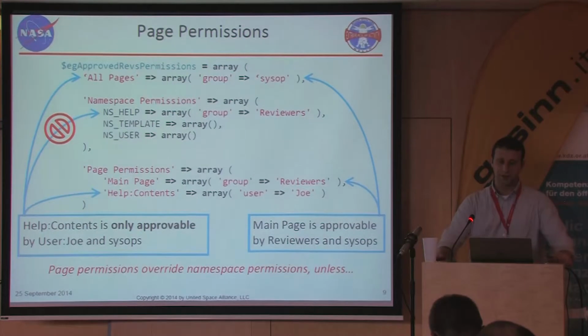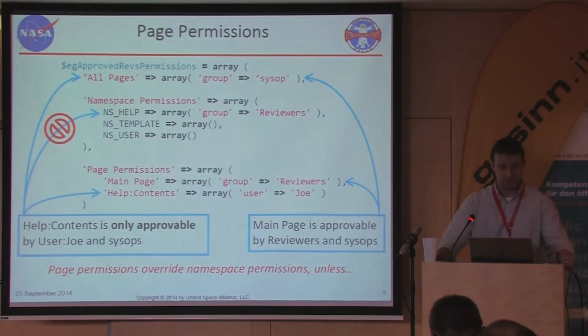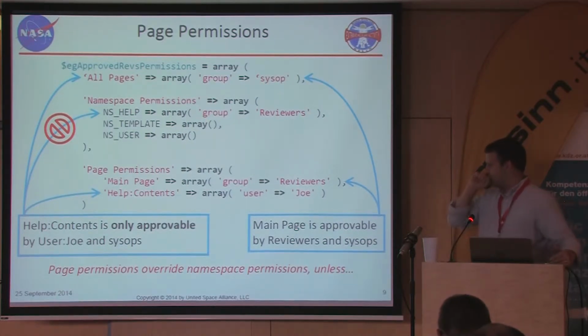Okay, you can also set approvals not just for namespaces, but also at the page level. So here I've got two pages that are listed here. You've got the main page, which MediaWiki has, and then you've also got help contents within the help namespace. Excuse me.